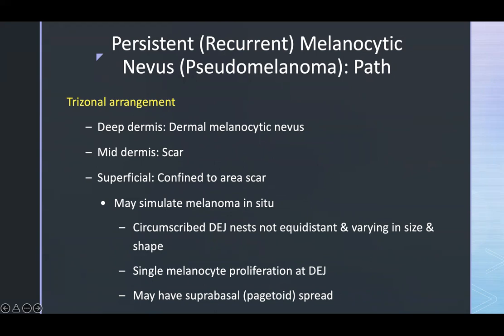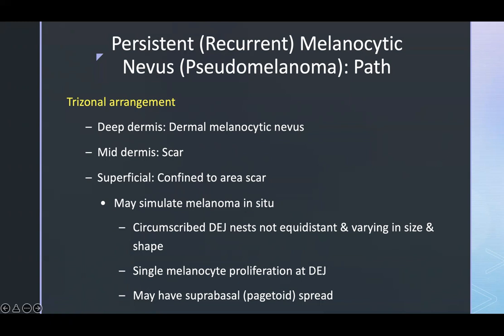So typically these have a trizonal arrangement. In the deep dermis, you've got a dermal melanocytic nevus. In the mid dermis, you have a scar, so you have this east to west parallel collagen with no melanocytes. And in the superficial area, confined to the area of the scar, you have what looks to be like melanoma in situ. And it's the way that the melanocytes are kind of growing back into that reestablished or reepithelialized junction.